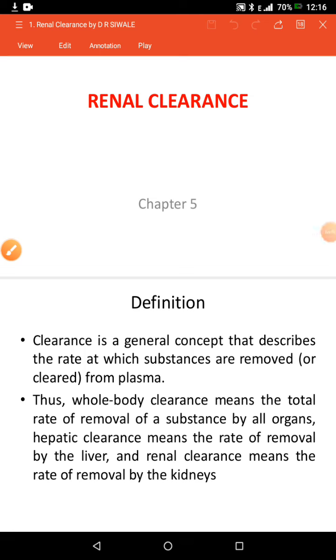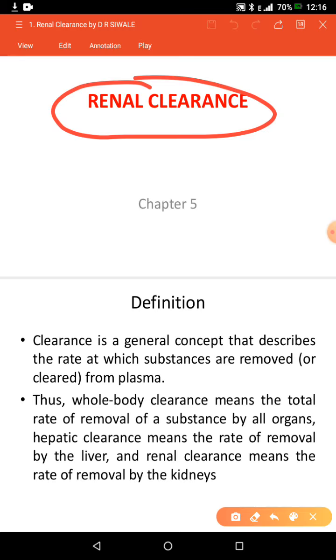Hello, good afternoon, everyone. We are continuing with renal physiology. So we are looking at renal clearance. First, we'll start by defining what renal clearance is.